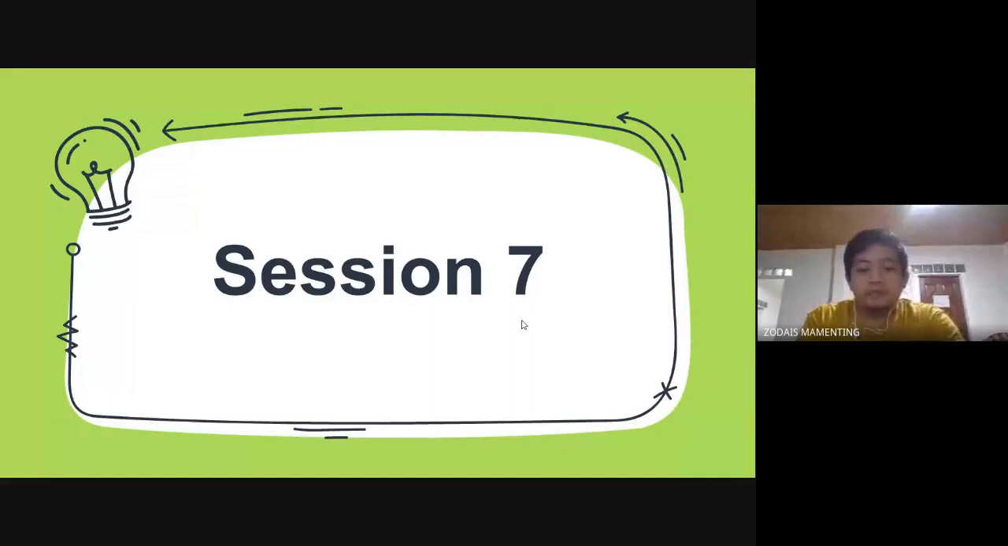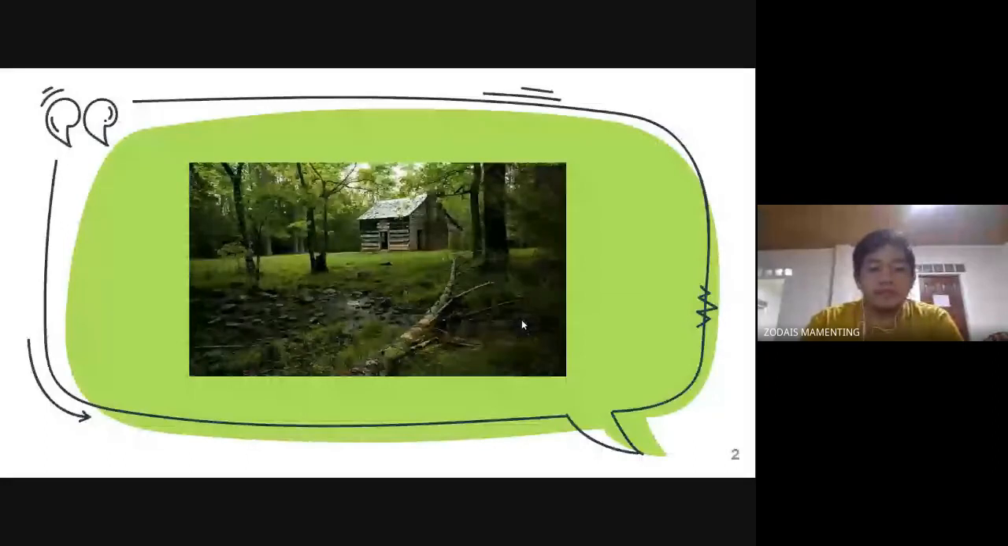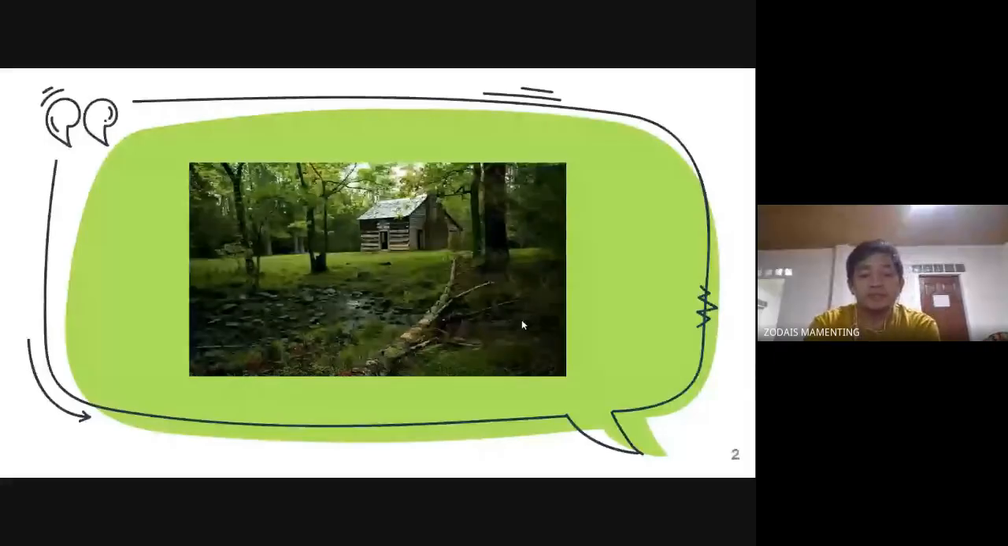Now, I'm going to show you a picture. Imagine that you live in this place. There is no electricity. There is no modern technology that you can use. Your source of food is hunting and picking fruits and herbs that you think are edible. So how will you react to this environment? Will your life still be as easy as it is now?